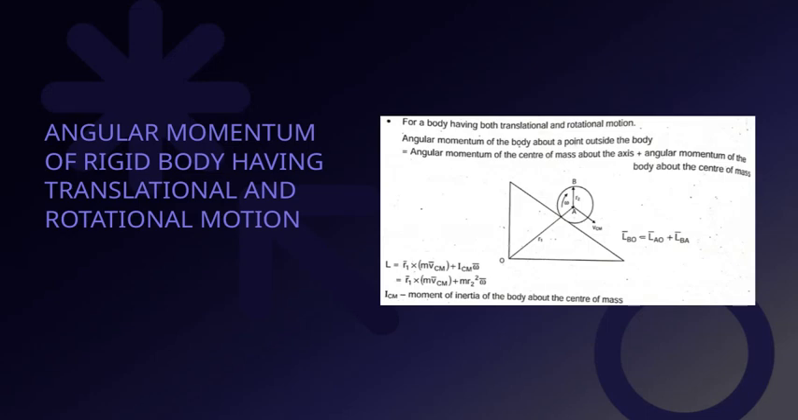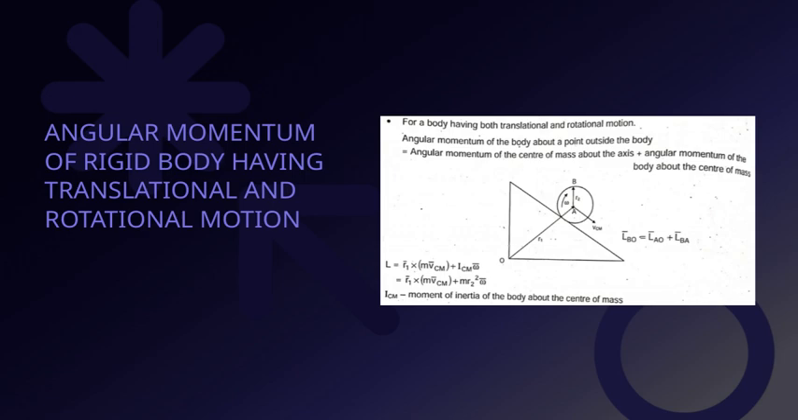Today, we're going to discuss the angular momentum of a rigid body that is experiencing both translational and rotational motion. Now, as you might recall, angular momentum is a measure of an object's rotational motion about a point. For a rigid body, this concept becomes a bit more complex because the body can both translate and rotate simultaneously. So, when analyzing such a system, we need to consider how the overall angular momentum is composed of contributions from both the translational movement of the body's center of mass and its internal rotational motion around that center.